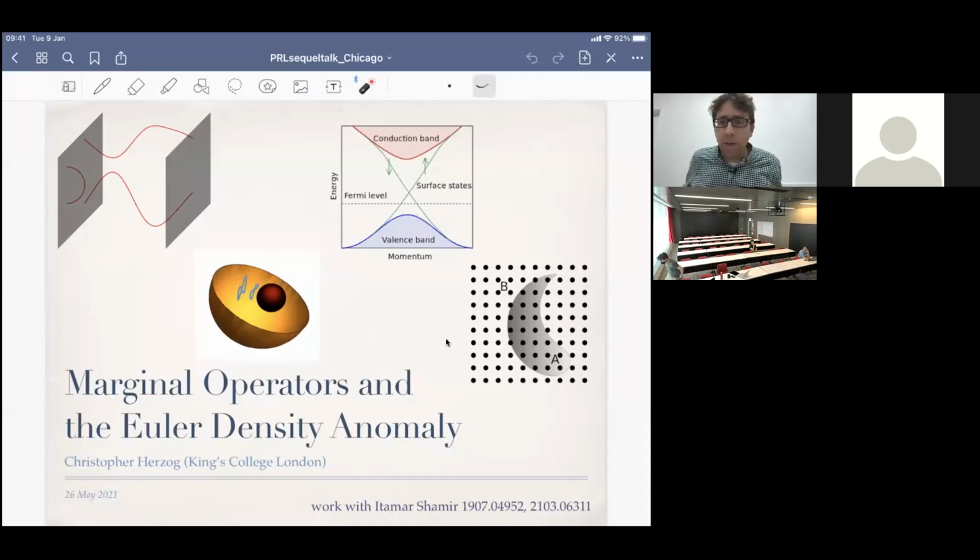Okay, well, thanks very much for the invitation to speak in this venue. Of course, I'd much rather be there in Chicago, but it's a long trip, so I'll take advantage of the technology and tell you long distance something about what Itamar Shamir and I have been working on over the last couple of years. It sounds a little bit like a dry subject, but I don't think it really is.